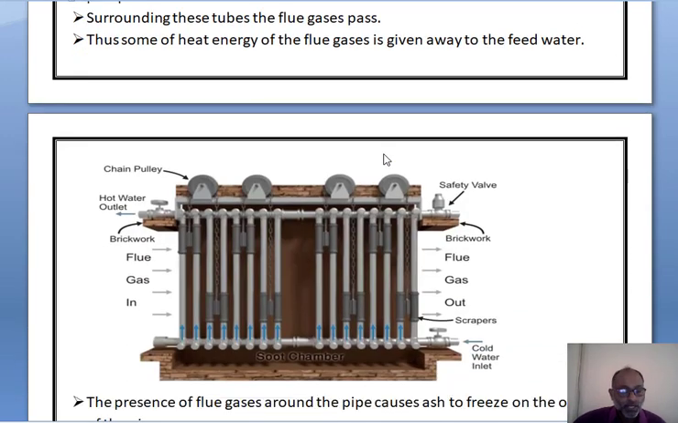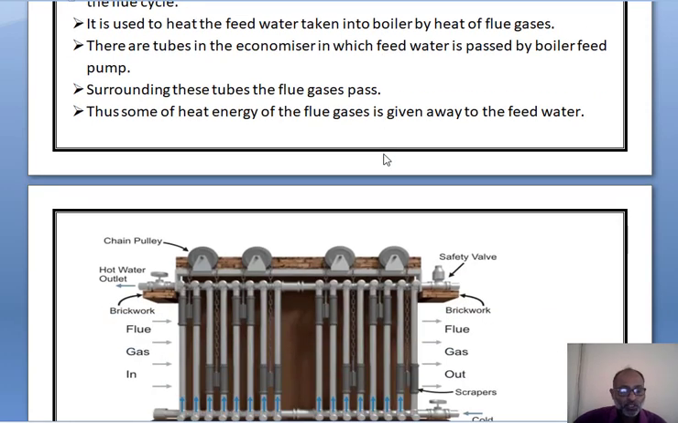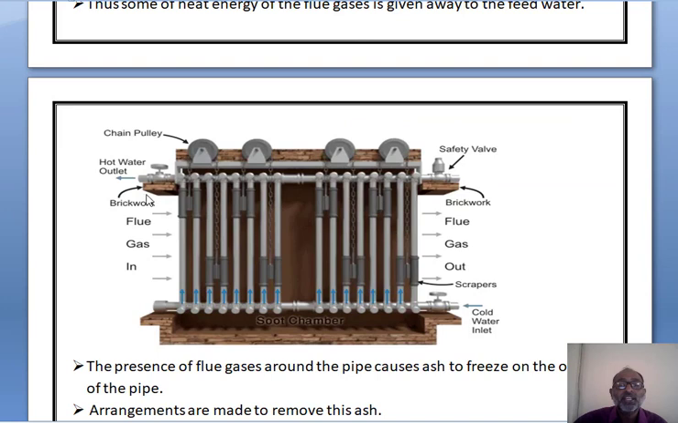Now second, economizer. Here you can see the economizer. It is used to heat the feed water taken into the boiler by the heat of the flue gases. Here you can see there are tubes available in this economizer, in which feed water is passed by the boiler feed pump. Now surrounding these tubes the flue gases pass.